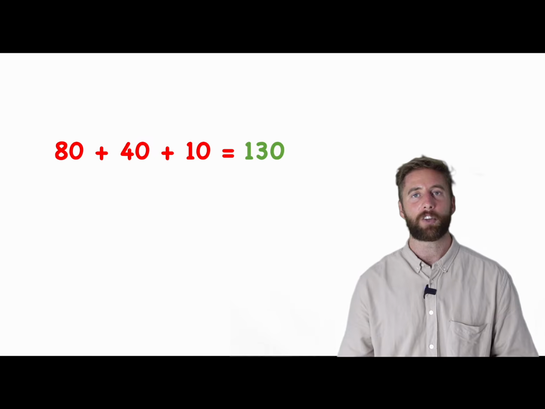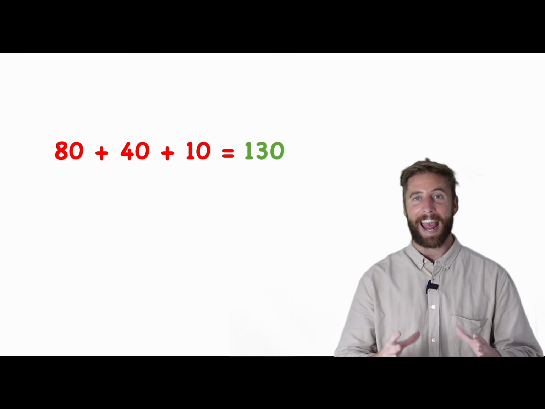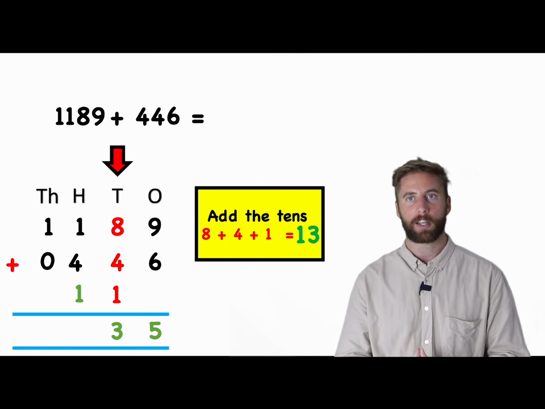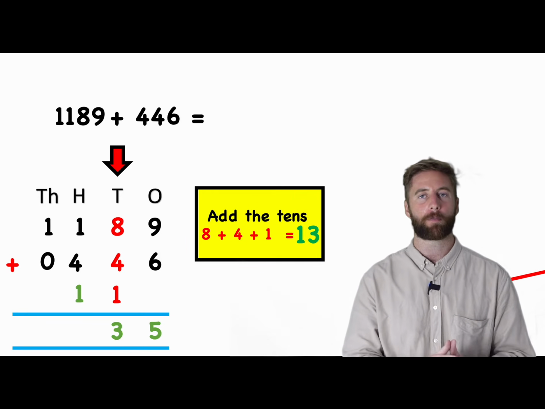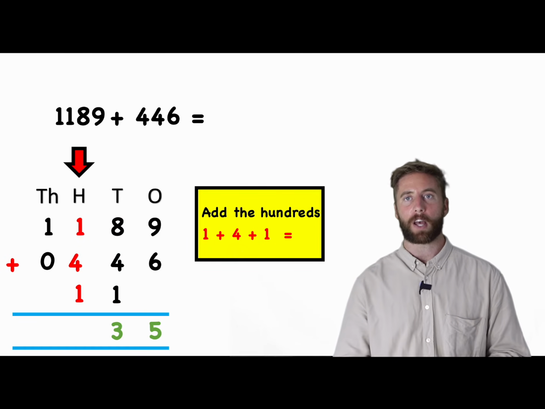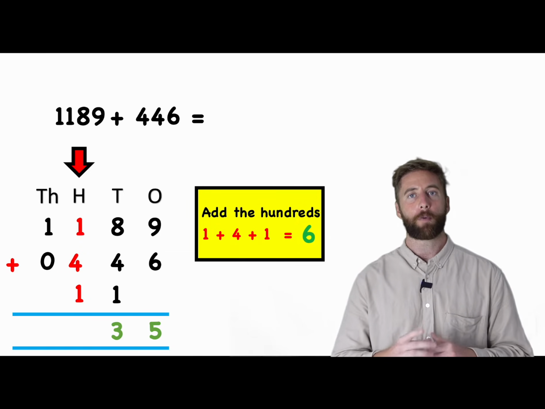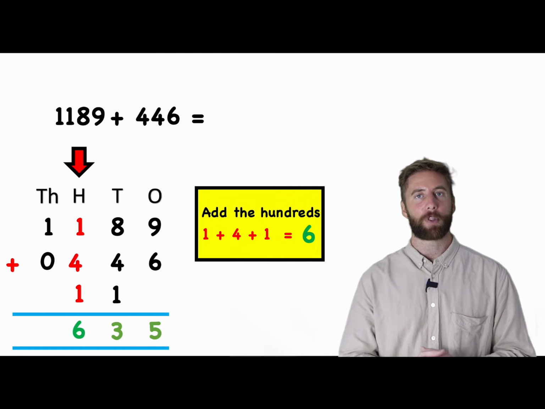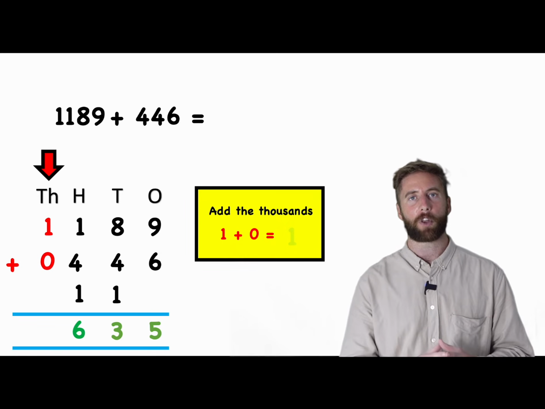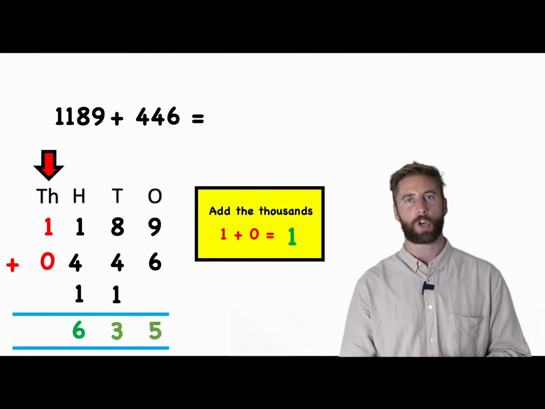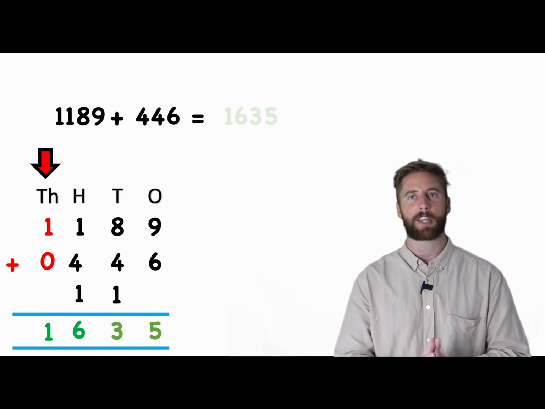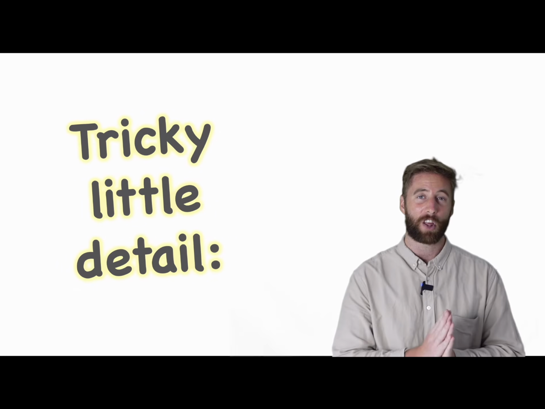I have 13, or actually what I was doing was adding an 80 to a 40 to a 10, which left me with 130. So I can put my 1 into my 100s column and my 3, my 30 into the tens column. Now I look at the hundreds columns, I have a 1, a 4 and a 1. 1 plus 4 plus 1 is 6. Put the 6 in the hundreds column. And then now I look into my thousands, and because of my placeholder, I have a 1 add a 0 equals a 1. Therefore 1,189 plus 446 equals 1,635.